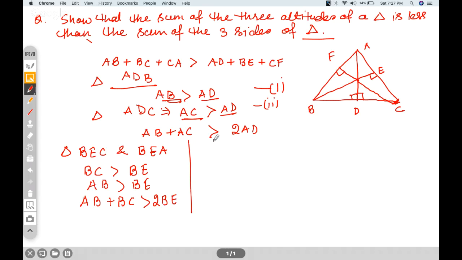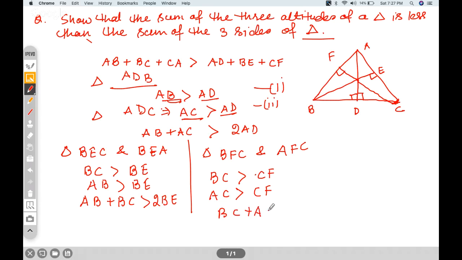And the third one is, let me take triangle BFC and triangle AFC. So there BC would be greater than CF and AC would be greater than CF. So BC plus AC would be greater than 2CF. Now suppose this is equation 3, this is equation 4, this is 5, this is 6, this is 7, this is 8, this is 9.